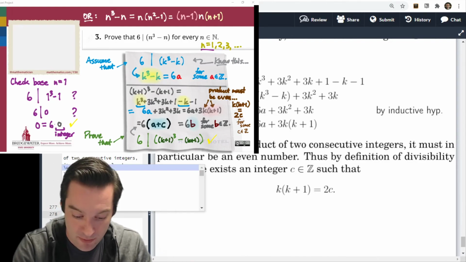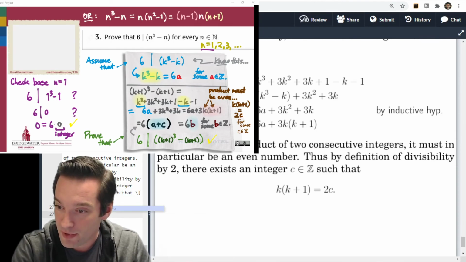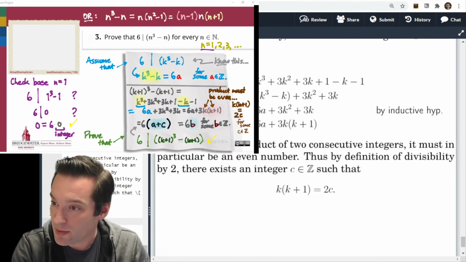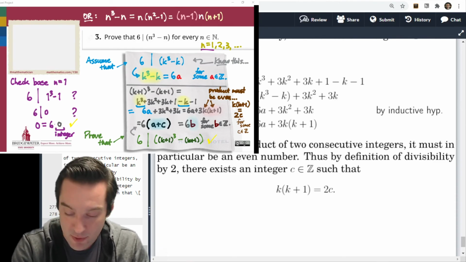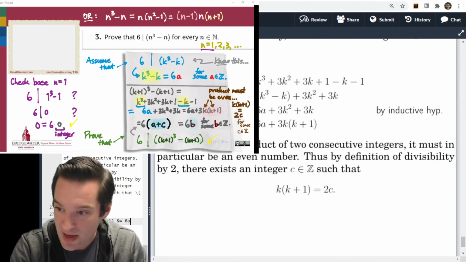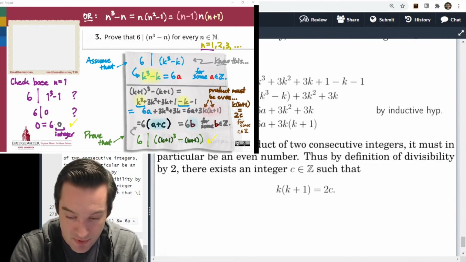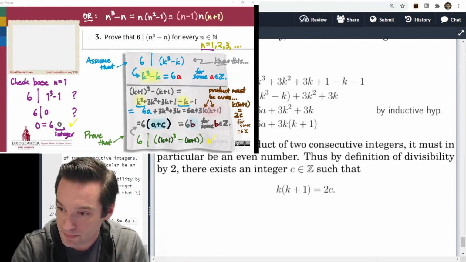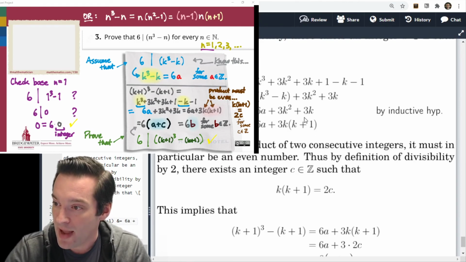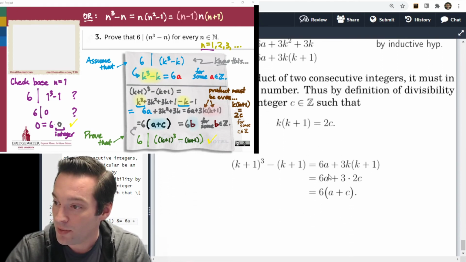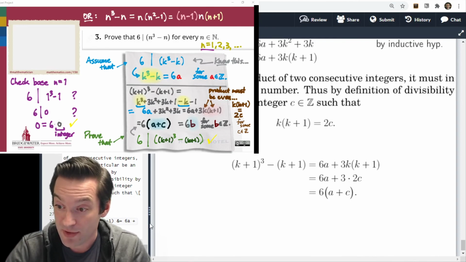So remind the reader of where we left off. So we're going to rejoin our previous calculation already in progress. K plus 1 cubed minus quantity k plus 1 is equal to 6a plus 3 times k plus 1. And then now that's going to be equal to 6a plus 3 times 2c. And that's equal to 6 times the quantity a plus c. So we bring the reader back into this calculation and show that it gives us 6 times quantity a plus c.